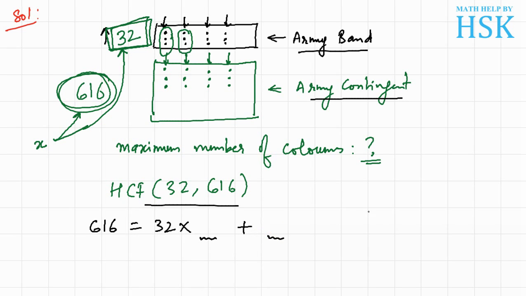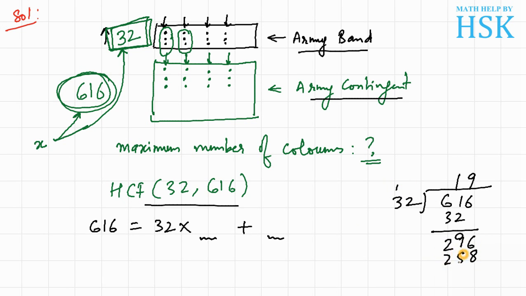For this we have to perform long division. By dividing 616 by 32, I get 32 ones are 32. Remainder here is 9, 29, and 6 is carried down. So 9 2s are 18, 9 3s are 27, 28. So remainder here is 8. So I can write 32 into 19 plus 8. So 616 is equal to this much.